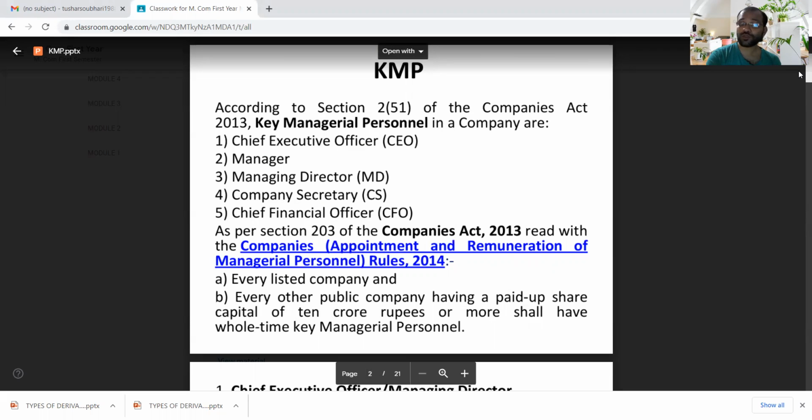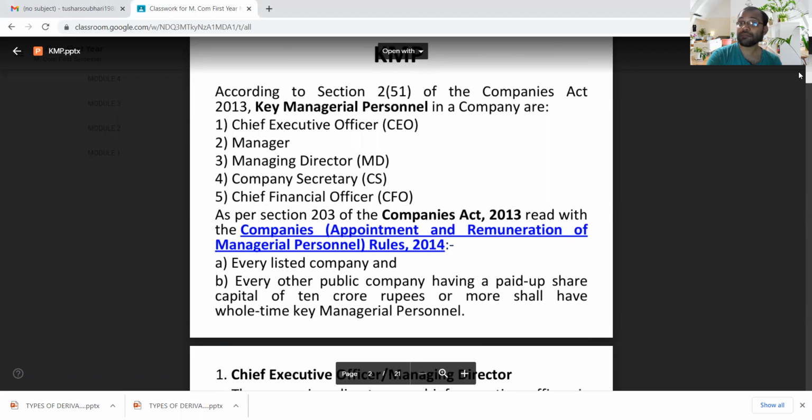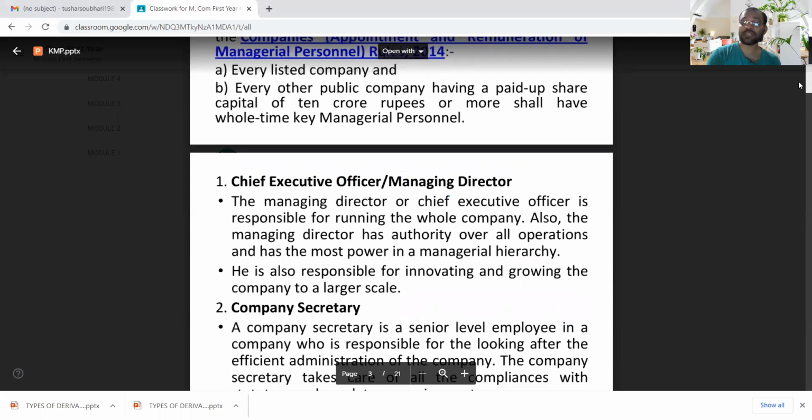As per section 203 of the Companies Act 2013, in accordance with the Companies (Appointment and Remuneration of Managerial Personnel) Rules 2014, every listed company and every other public company having a paid up share capital of rupees 10 crores or more shall have whole-time key managerial personnel. Now let us see them in detail.